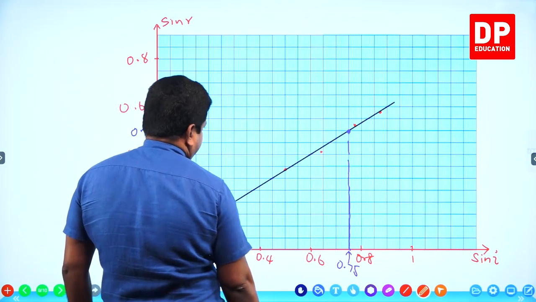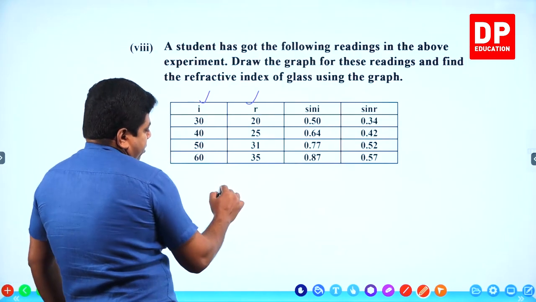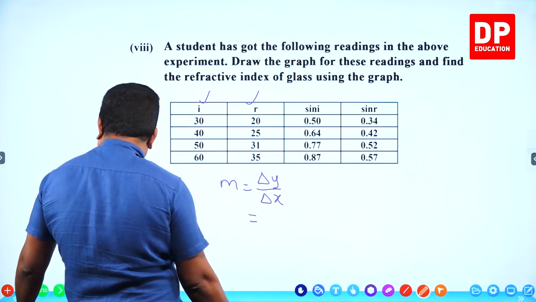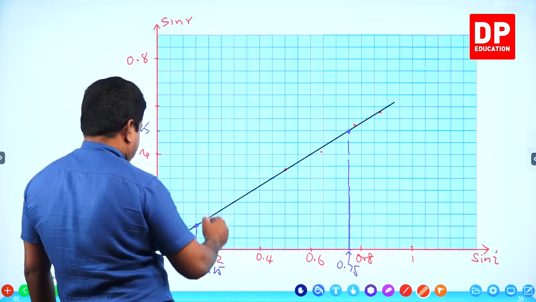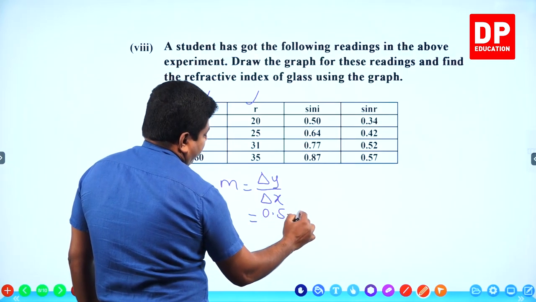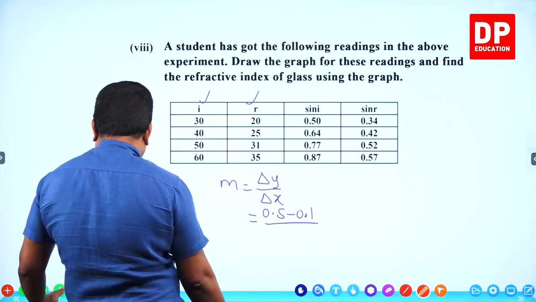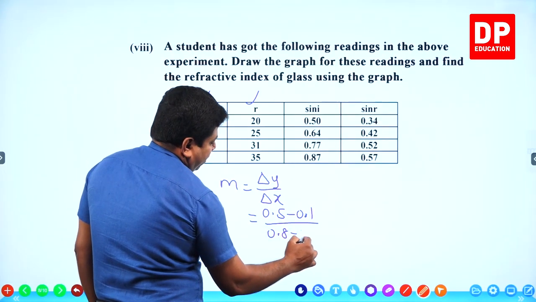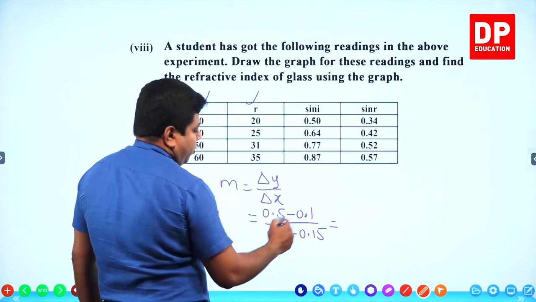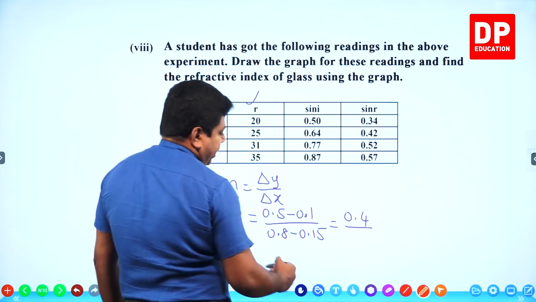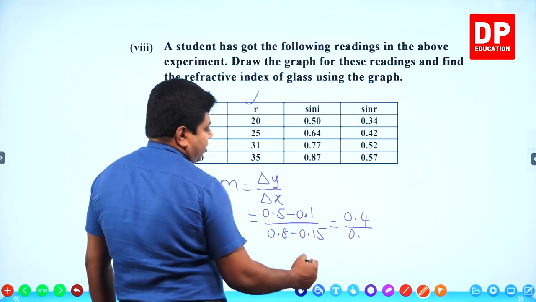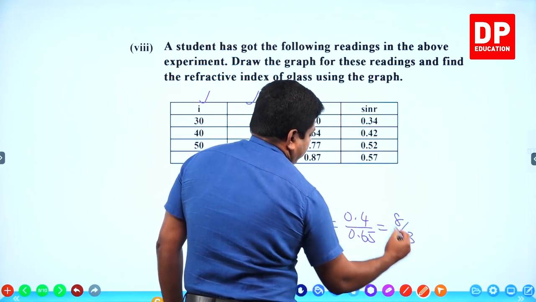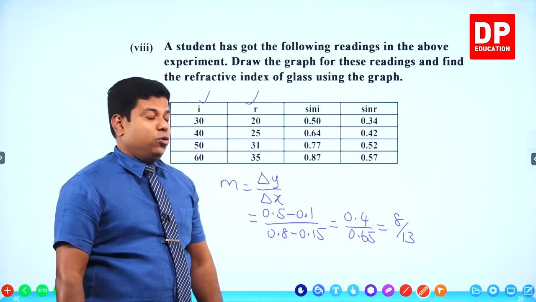So if we write the gradient, m equals delta y divided by delta x. Delta y here is 0.5 minus 0.1, divided by delta x, 0.8 minus 0.15. That is 0.4 divided by 0.65. Can say 40 by 65, 8 over 13. 8 over 13 is what we are getting here based on these values.